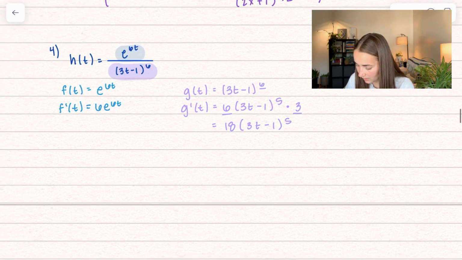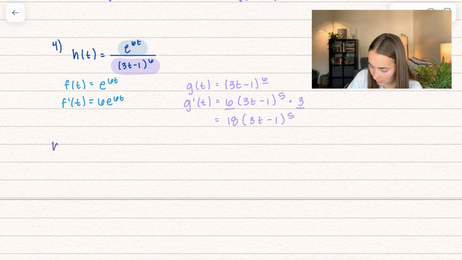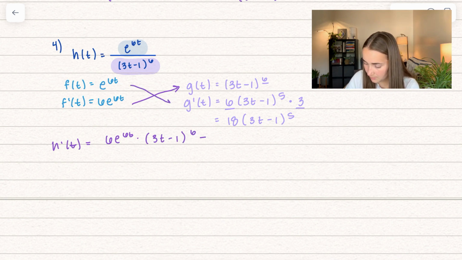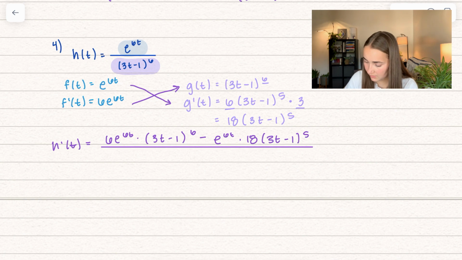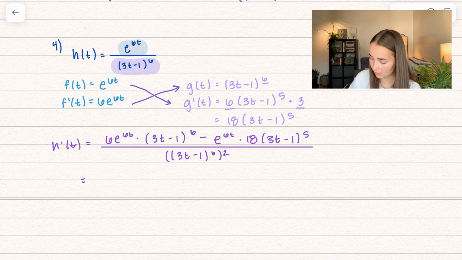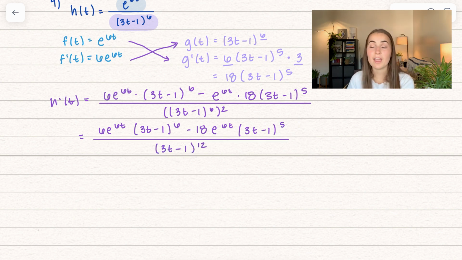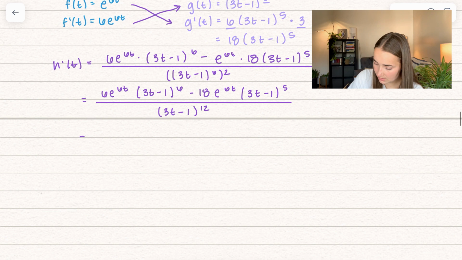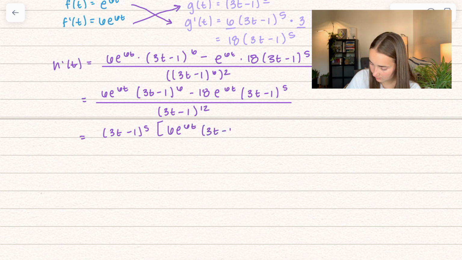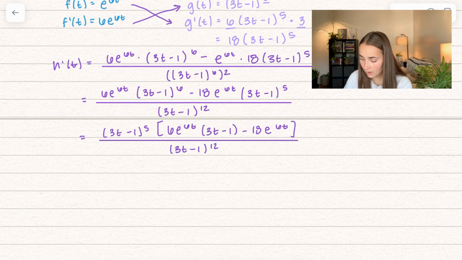And so now we can go ahead and apply quotient rule. So here we get h prime of t is equal to, and now I multiply from top to bottom, all of this divided by the denominator squared. Alrighty, I'm going to go ahead and simplify this out a little bit. So I notice here I can take out a 3t minus 1 to the power of 5, and then I have my leftovers. And here I notice that I can divide out a little bit. So 5 of these can divide out. So 12 minus 5 is equal to 7.